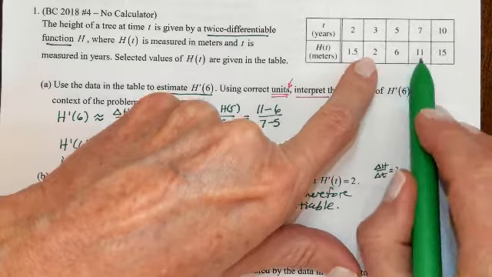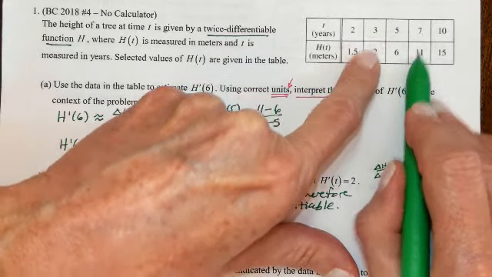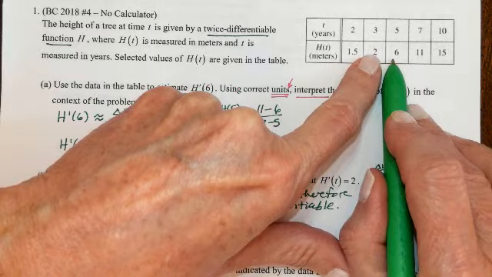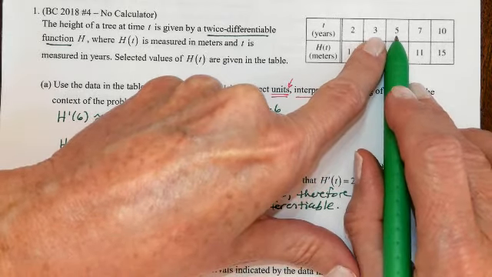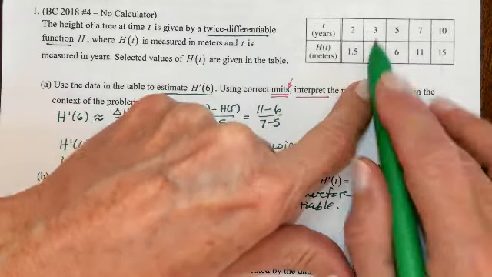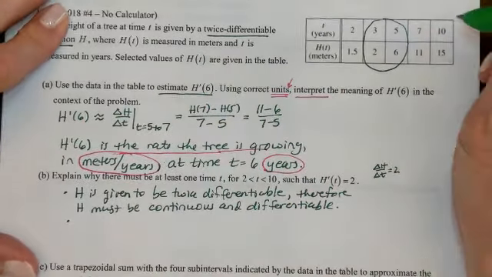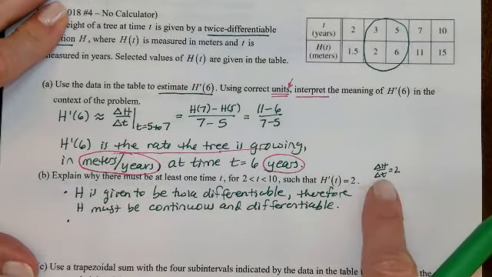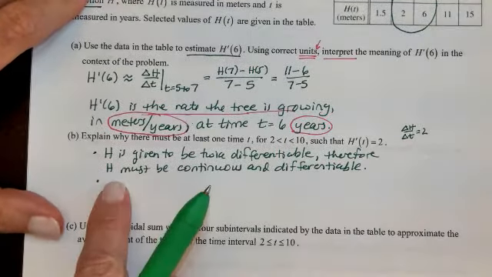Come around here. This difference is 9. This difference is 4. Well, 9 over 4 is not 2. This difference is 4, and that difference is 2. And 4 over 2 is 2. So I've found my 2 times, 3 and 5, for which delta h over delta t will be 2. So that's what I'm going to use.